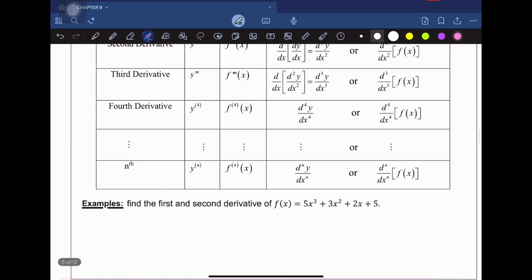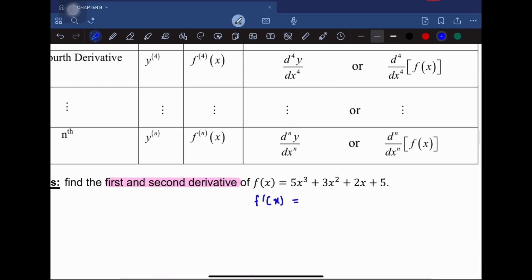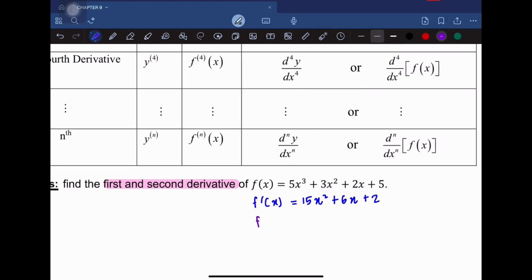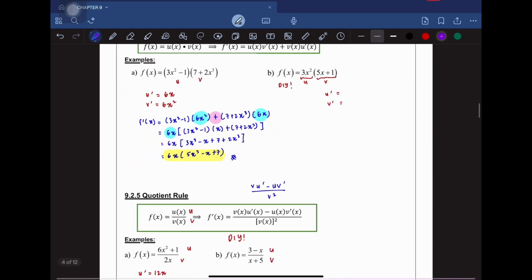So now let's find the first and second derivative of this function. Let's first find the first derivative. So f prime x. Differentiate je macam biasa. We'll have 15x square plus 6x plus 2. So for second derivative, we will differentiate the first derivative lagi sekali. They will become 30x plus 6. So that's it. That's it for 9.1 and 9.2.